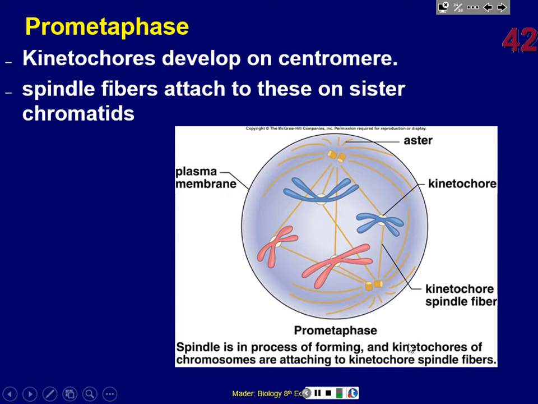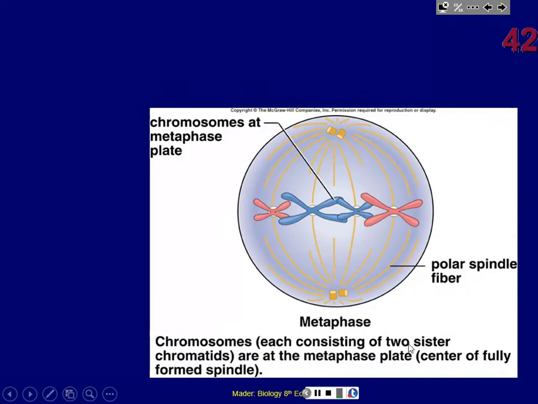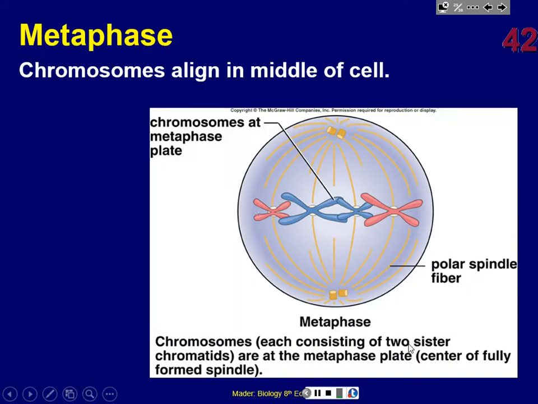So what happens next is these spindle fibers literally move the chromosomes so that they are very neatly lined up in the middle of the cell, and we call that metaphase. When the chromosomes have lined up in the middle, it's referred to as metaphase. Underline the prefix meta. Meta means middle. So anytime you see metaphase, something's in the middle.